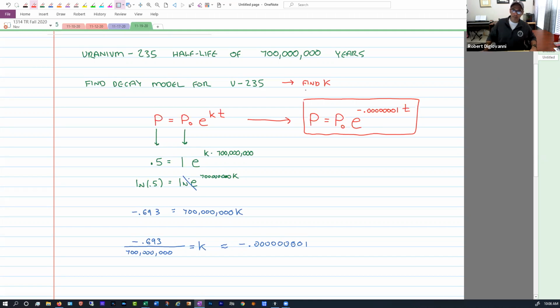Okay, y'all doing all right? So now, with this model, if somebody wants to know how much uranium-235 would be present after a certain amount of time, we could use this model to figure it out, okay?